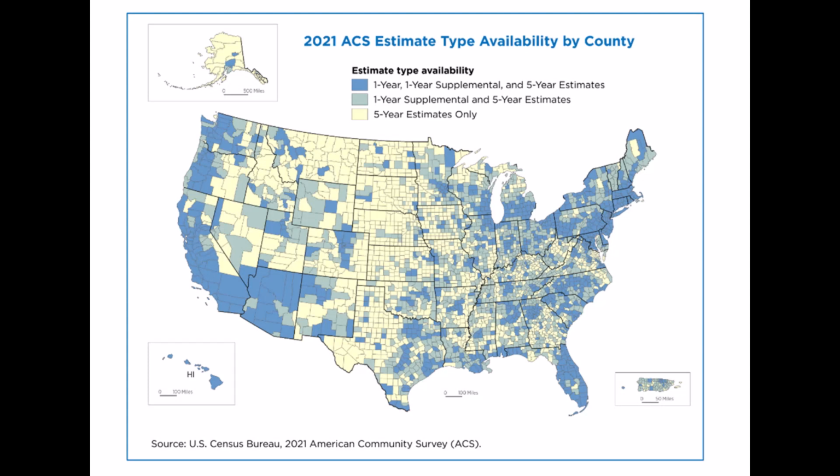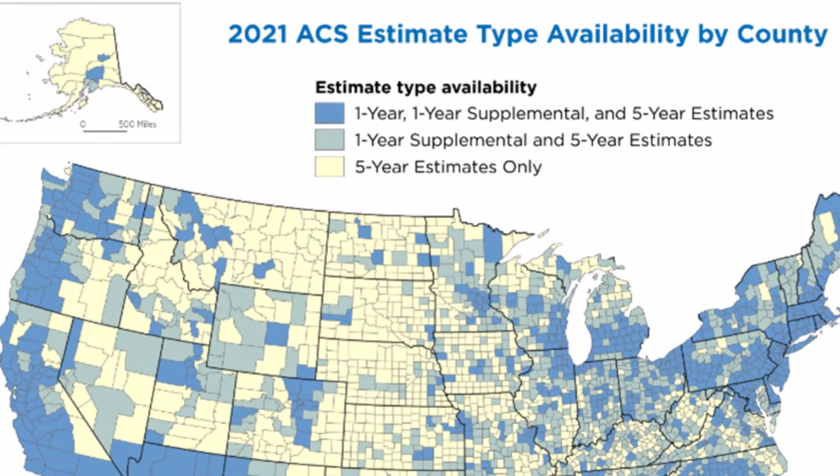It is helpful to understand how the availability of estimates is tied to geography. For example, if you're looking for data for all counties in the state of Oregon, you'd want to use the 5-year estimates. Due to their population sizes, you can only obtain data on 15 counties from the one-year estimates, whereas you can obtain data for all 36 counties from the 5-year estimates.